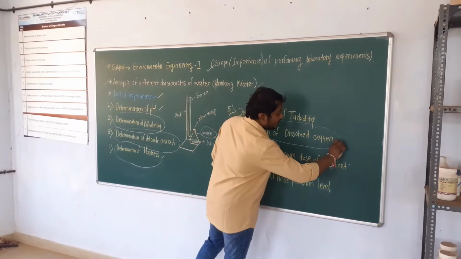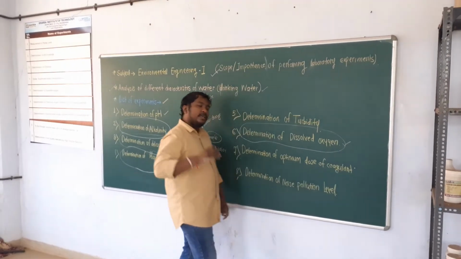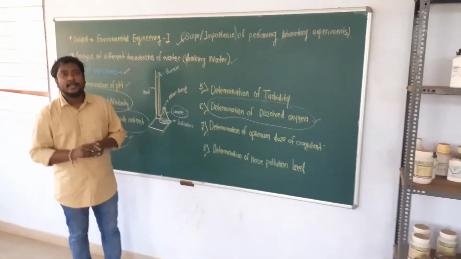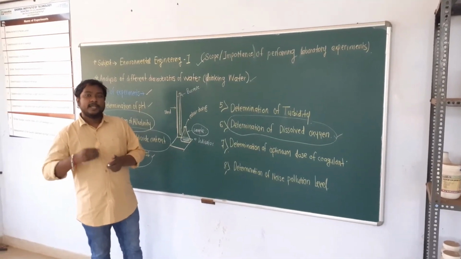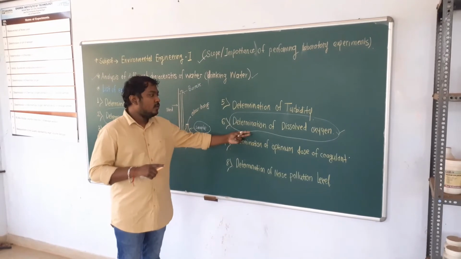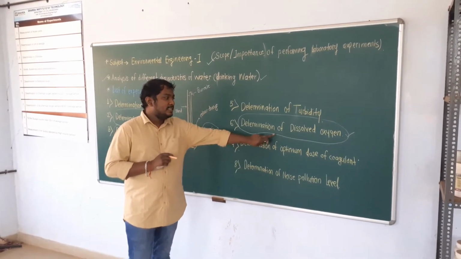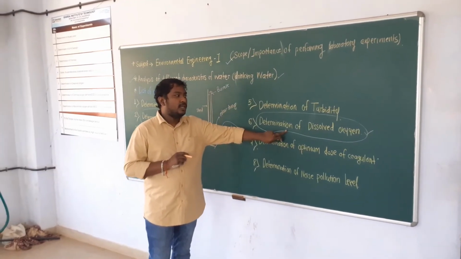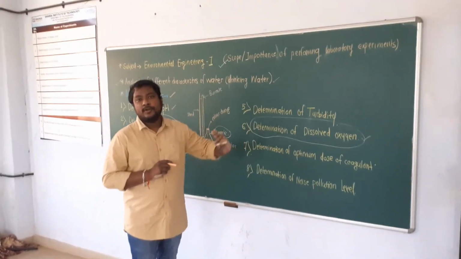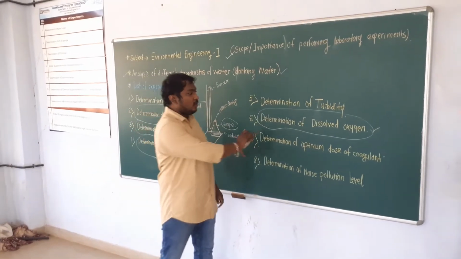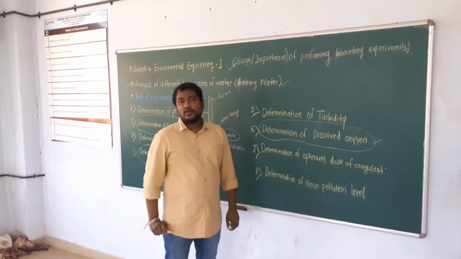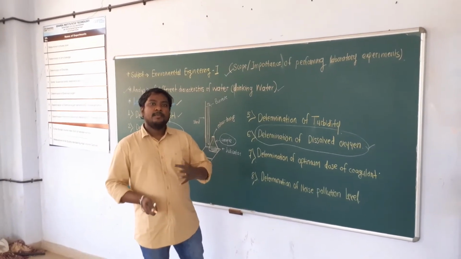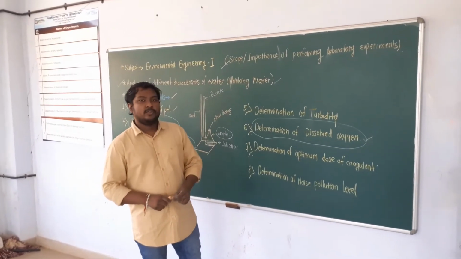Then the last experiment in the titration category is the determination of dissolved oxygen. In the next sem, we will also have a unique experiment, BOD, biochemical oxygen demand. But to know BOD, you should know what dissolved oxygen is. This is the basic test used to determine BOD. After determining the dissolved oxygen, you can easily determine the biochemical oxygen demand. But we will see BOD in the next sem, because its characteristic is directly related to wastewater.